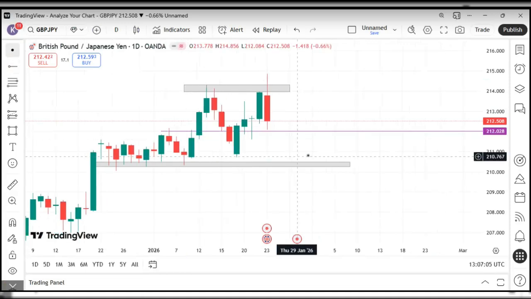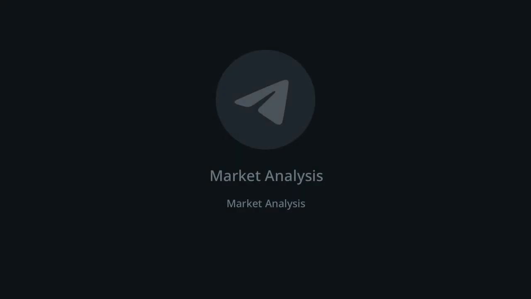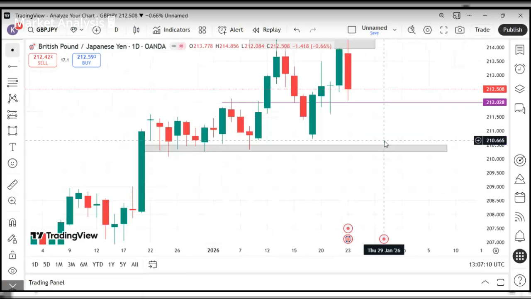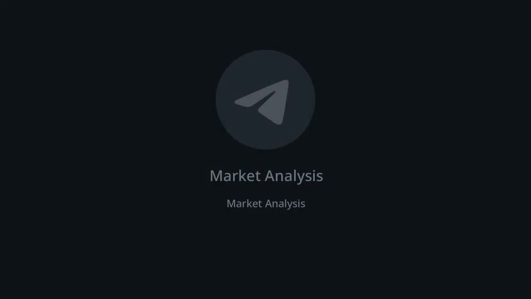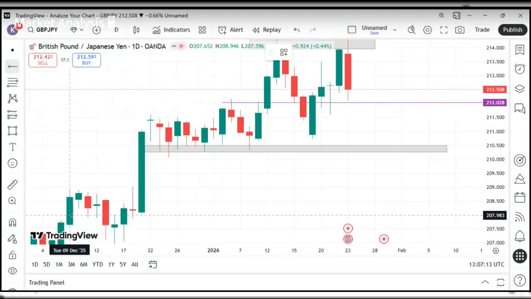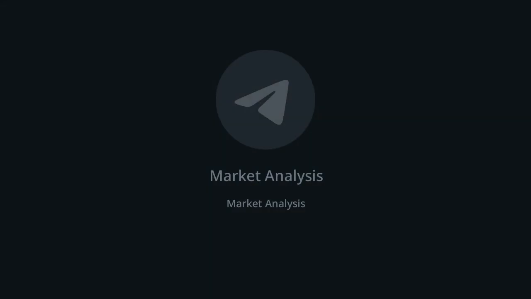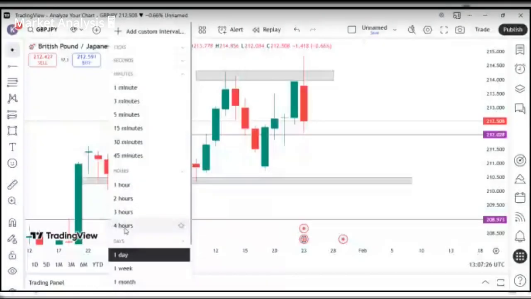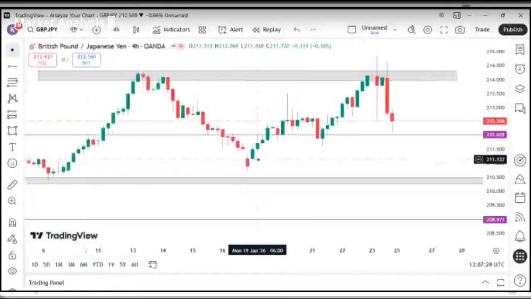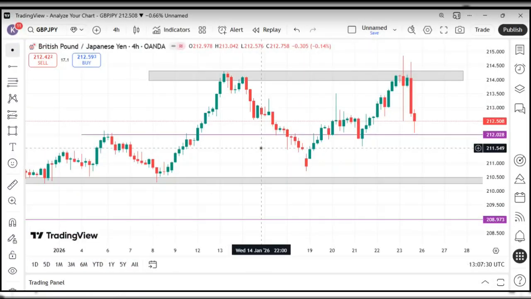And not forgetting also this level, even though it's very far, we need to take note of it. If the market decides to go down, it might likely come to this level. So we should watch out. So let's move on to the 4-hour time frame. So this is the 4-hour time frame, as we can see.